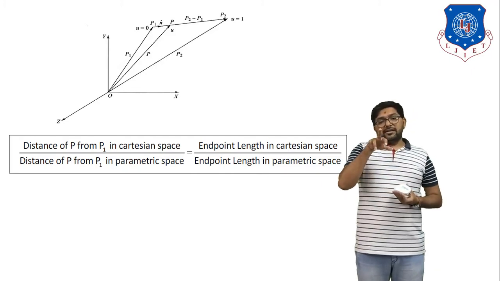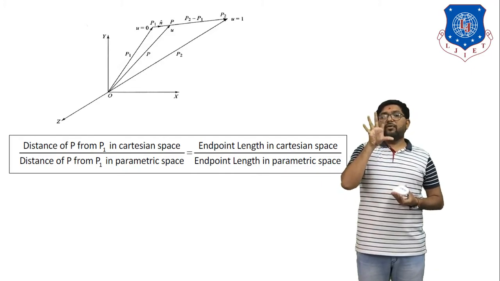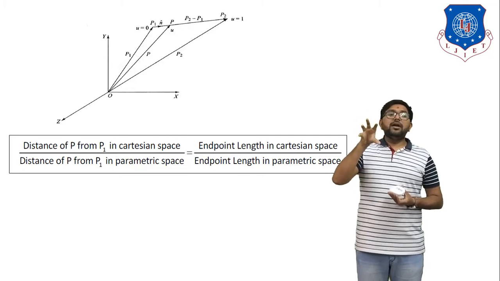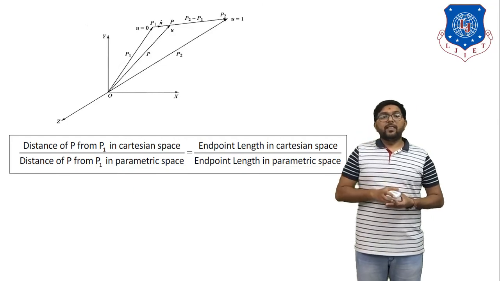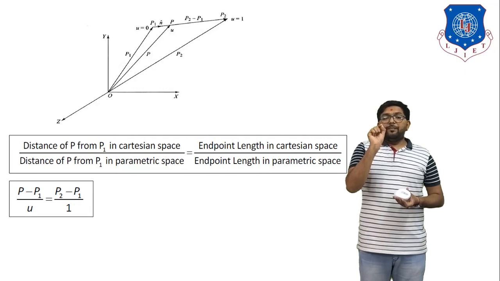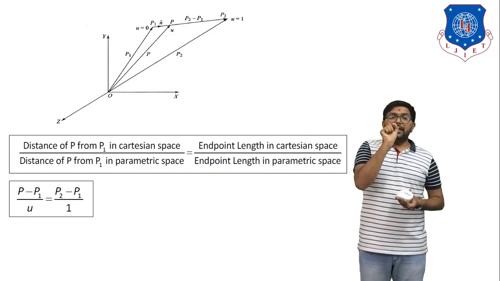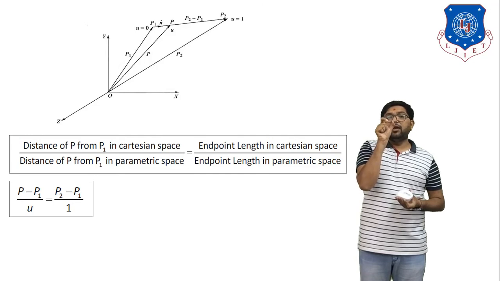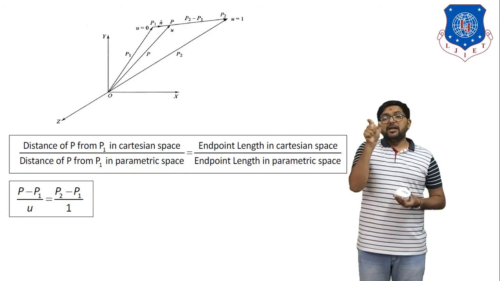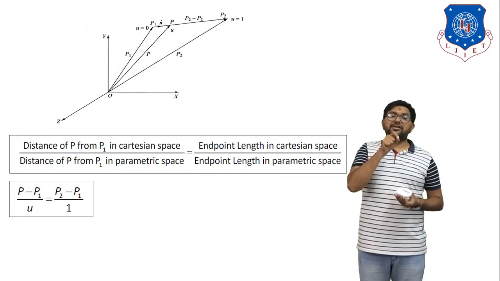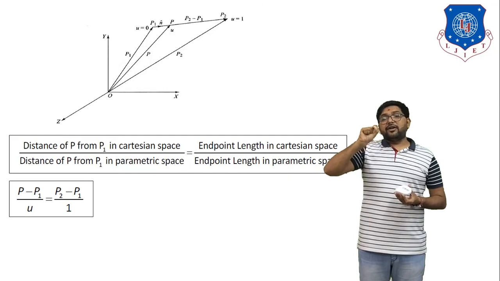In Cartesian space we have to use values in terms of P, P1, P2, but in parametric space we have to use values as u, 0, 1. So the distance of P from P1 in Cartesian space, the distance between P and P1, is P minus P1. In the denominator, the distance of P from P1 in parametric space, the distance between P and P1, is small u. So P minus P1 upon u is equal to the endpoint length in Cartesian space.